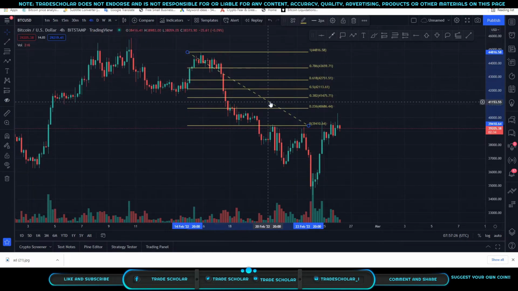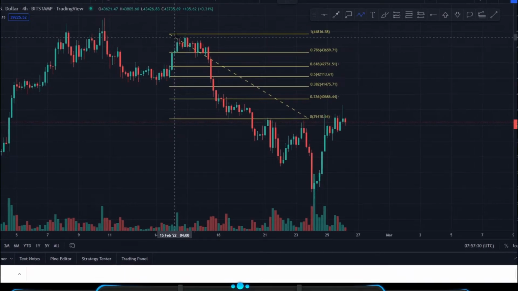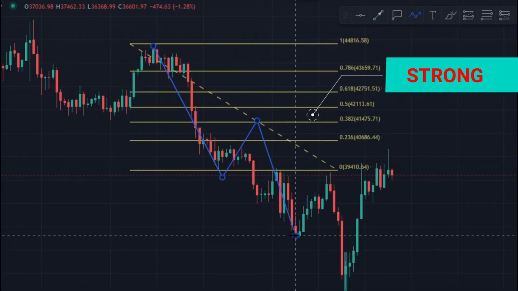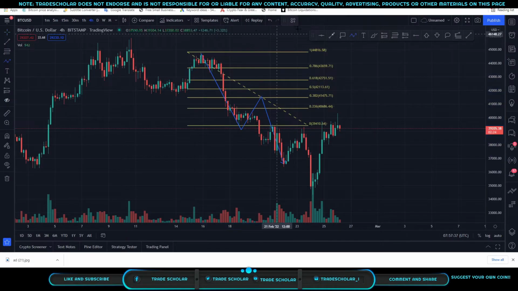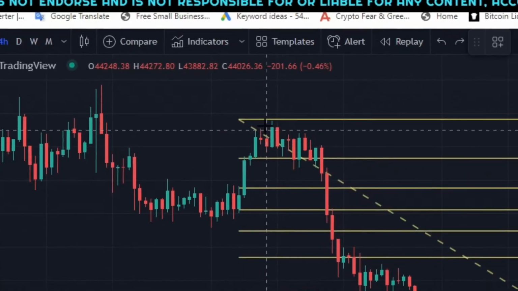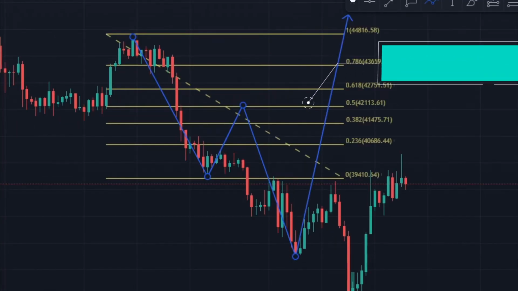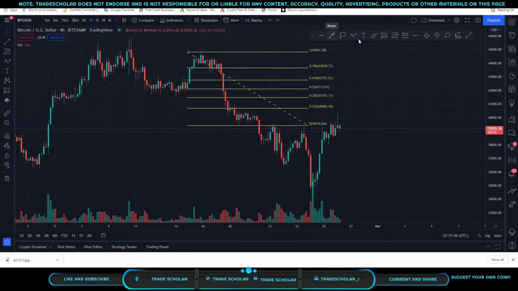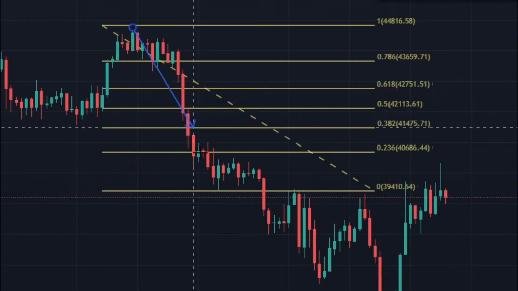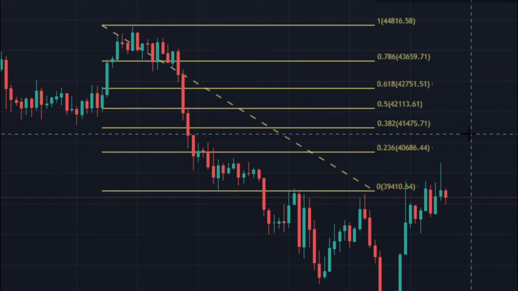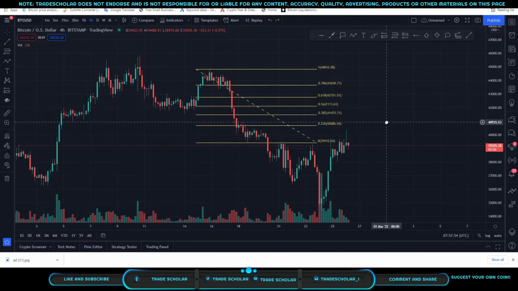So if it retraces in 0.382, goes like this one, then it is a strong trend. If it retraces in 0.5, then that is a normal trend. If it retraces in 0.618, then that is a weak trend. Okay? So that's how you use Fibonacci retracement.